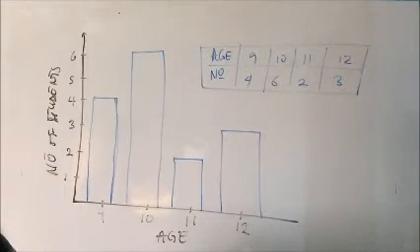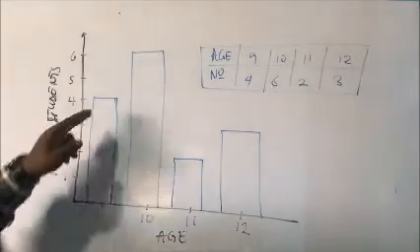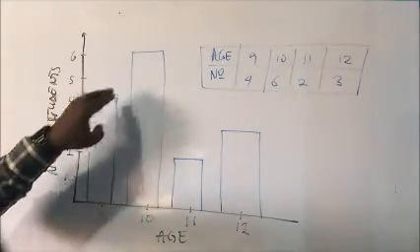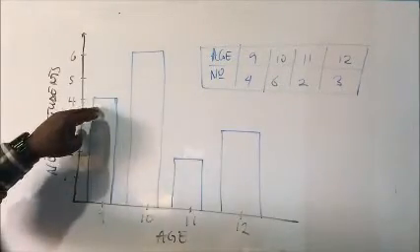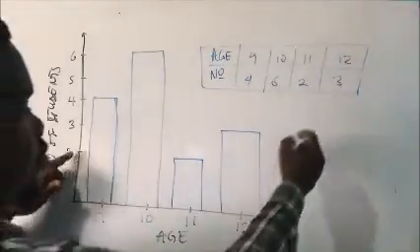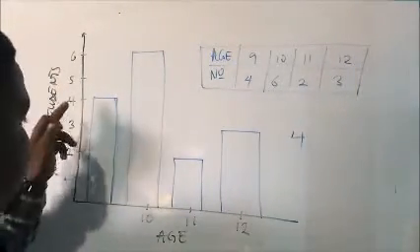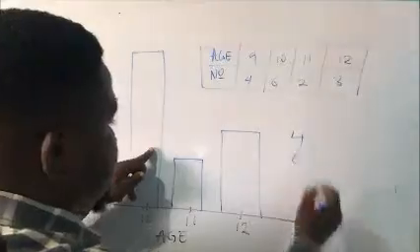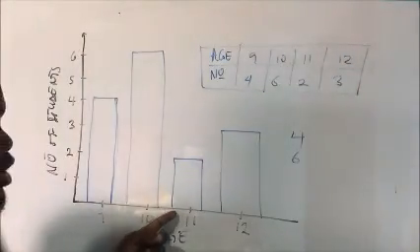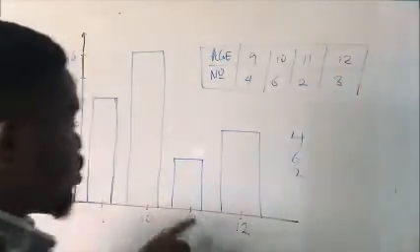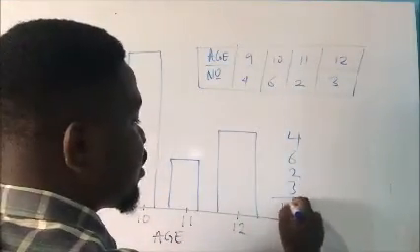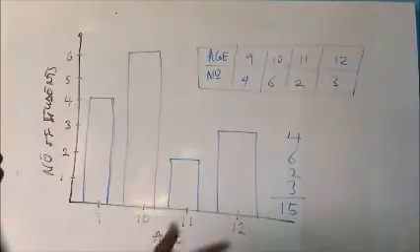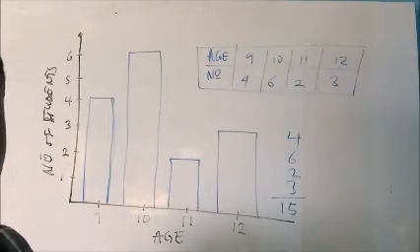We could also be asked what is the total number of students in the class? Yes, that is a tricky one. Now you have to add that of age 9, age 10, age 11, and age 12. So how many people did we get in age 9? 4. How many did we get in age 10? 6. How many did we get in age 11? 2. How many did we get in age 12? 3. If you add all, you get what? 15. So we have 15 students in the class.